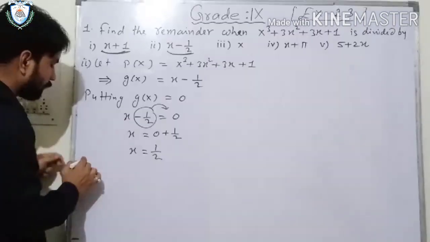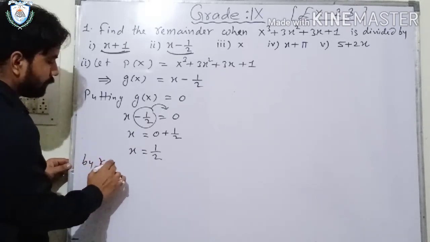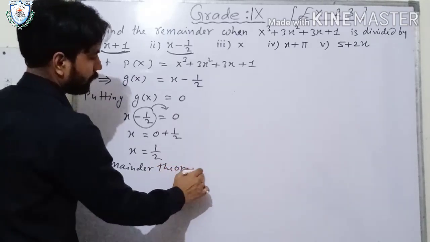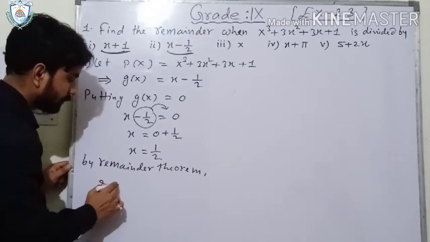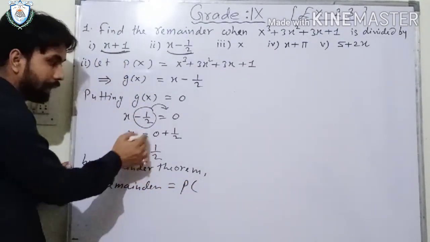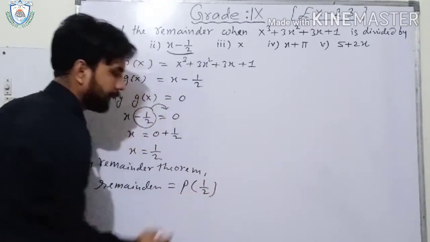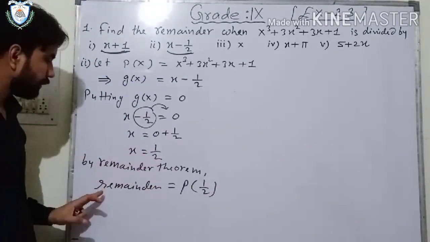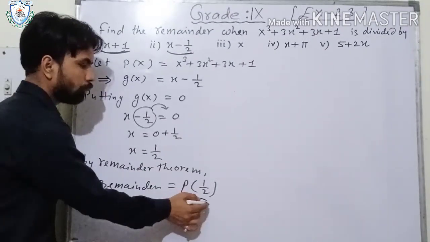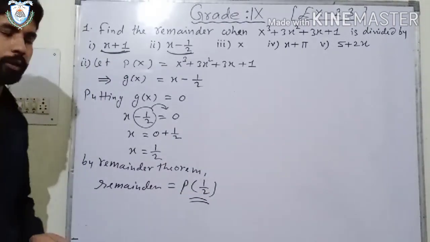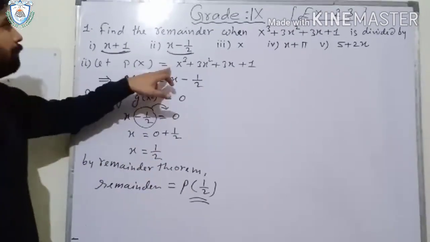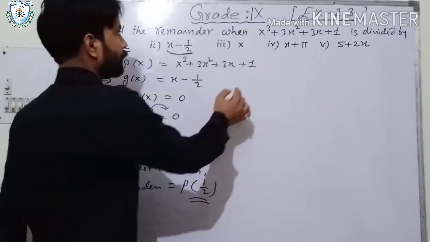Hence, by the remainder theorem, remainder equals what? P of the value of x, P of 1 by 2. Clear? By the remainder theorem, we can say that remainder equals P of 1 by 2. Now our target is to find P of 1 by 2. How can we find P of 1 by 2? We have to substitute the value of x. x equals how much? 1 by 2 in P of x. Clear?